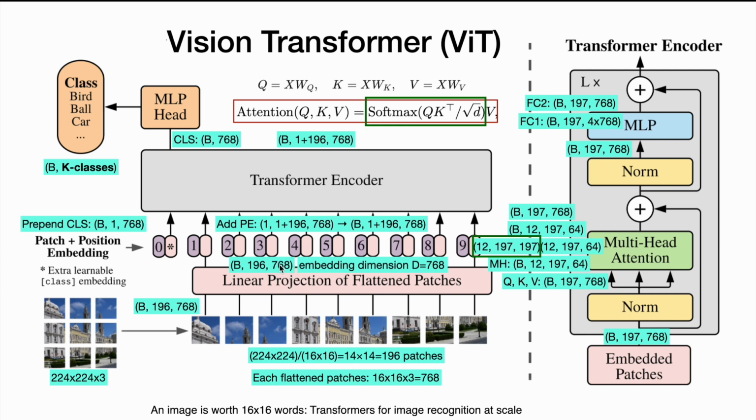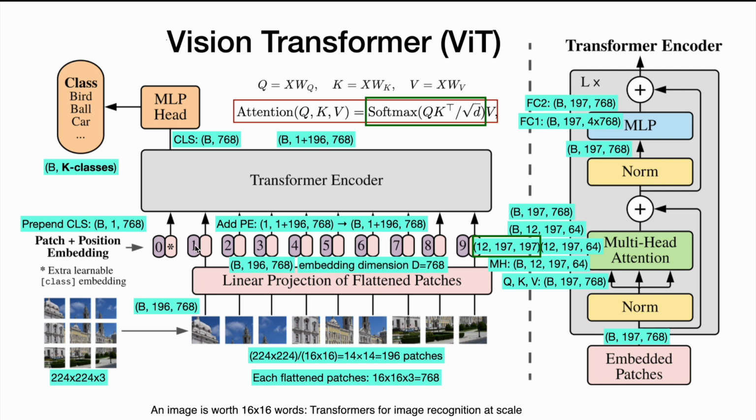We can select this dimension to be any number we like, but here we choose D to be equal to 768. This does not have to be equal to the previous dimension. It just happens to be equal in this case. So we get this patch embedding. For each of these patch embeddings, we need to add a positional embedding to indicate the position of the image patch in the original image.